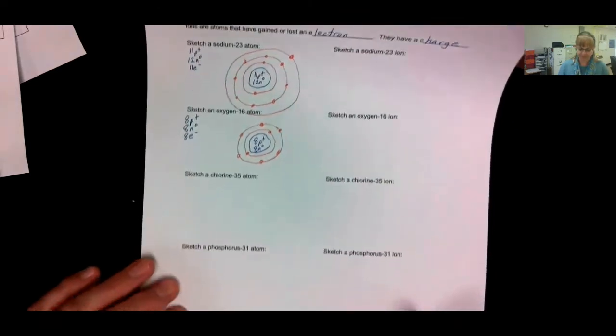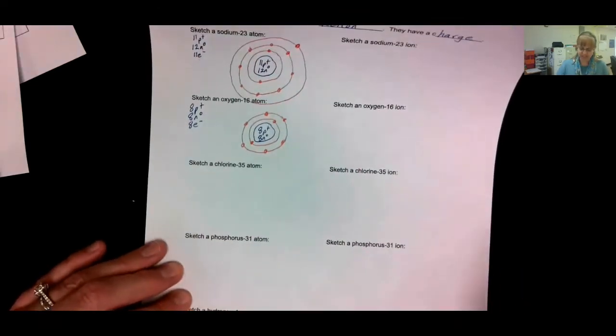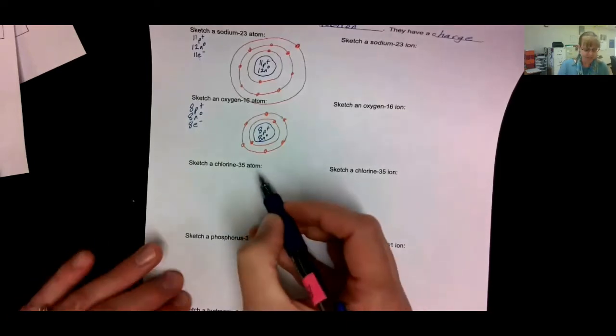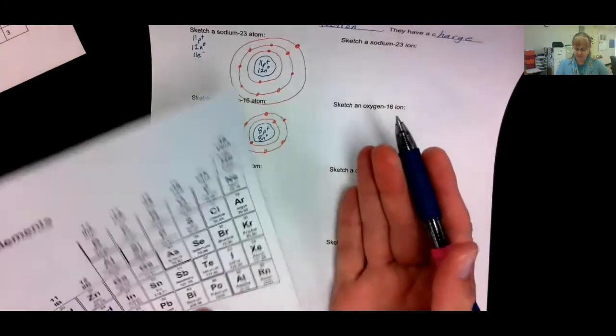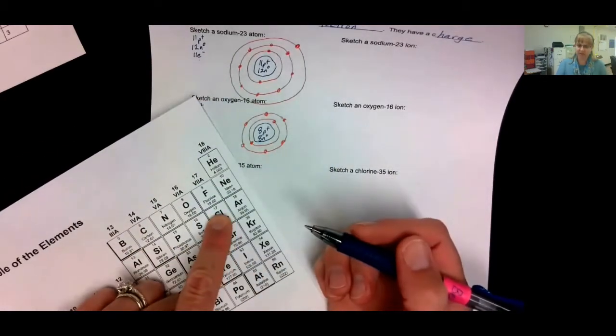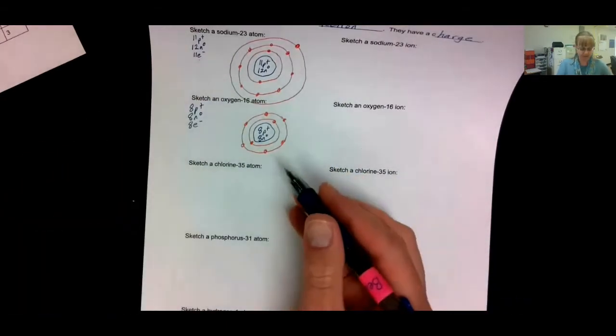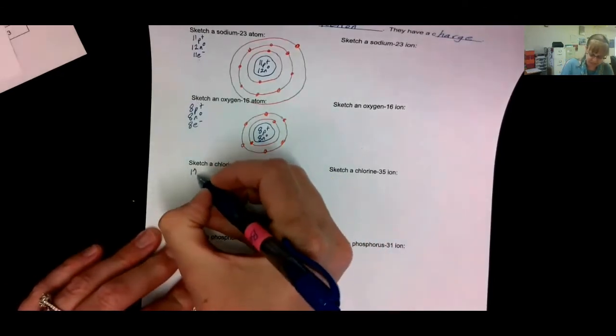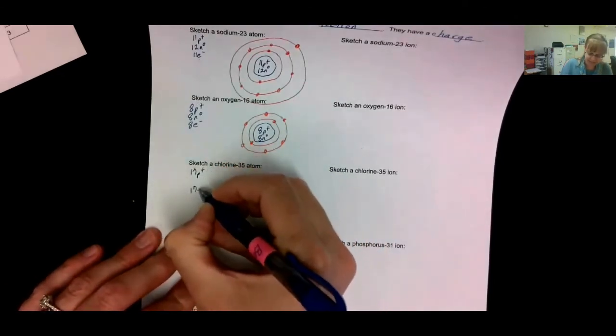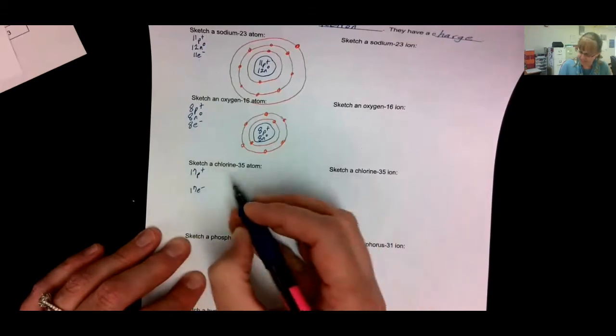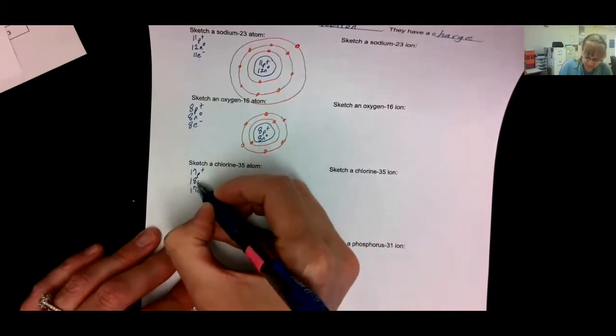All right, let's take a look at chlorine 35. If you know what you're doing, stop the video and finish the 3 atom drawings that are left. But if you don't know what to do, continue watching. So we have chlorine 35. We look up chlorine on the periodic table, atomic number of 17. So that's 17 protons and 17 electrons. 35 minus 17 gives us 18 neutrons.